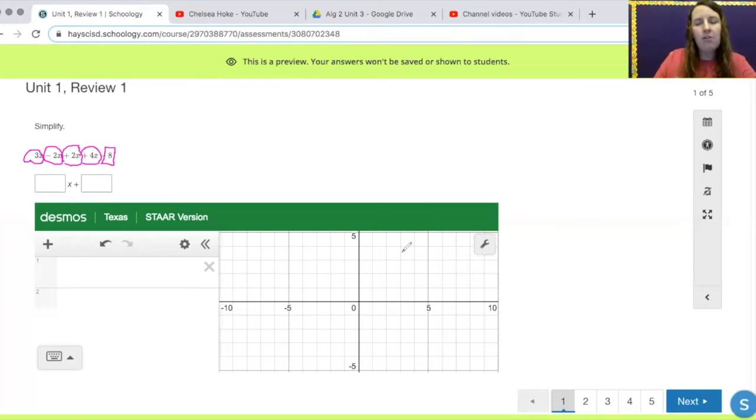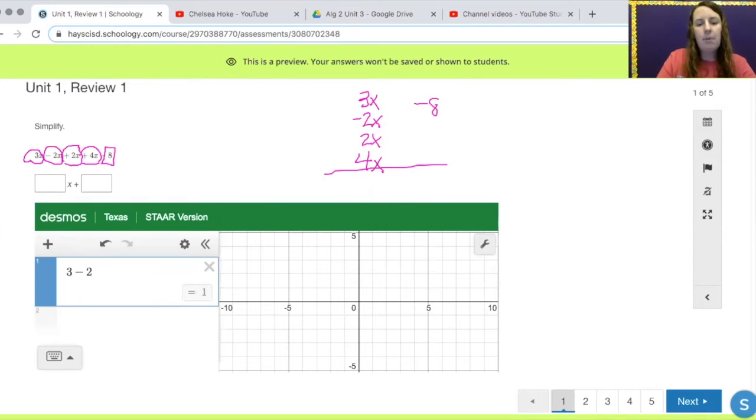Okay, I'm going to line up all of my like shapes. So we have 3x, a negative 2x, a positive 2x, and a positive 4x. And then in a different shape, so a different stack, I've got a negative 8. So I'm going to total these up. If you need to use Desmos, you can. Remember, you can just type in all of your coefficients. So I have a positive 3, negative 2, positive 2, positive 4. Okay, and that shows me that I have a net value or a total of 7x.